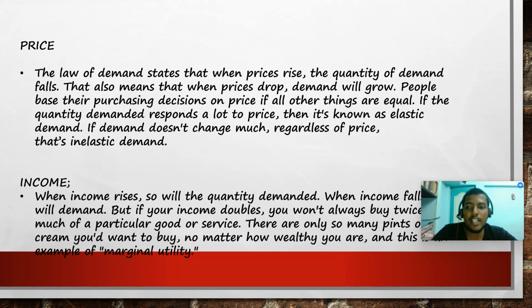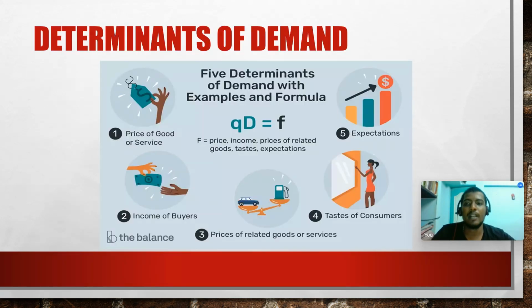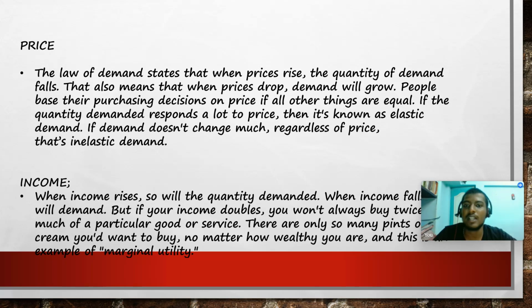In the previous slide, we described the determinants of demand. First, we are going to discuss the price of goods and services. What is the price? The law of demand states that when prices rise, the quantity demanded falls. That also means that when prices drop, demand will grow, if all other things are equal.